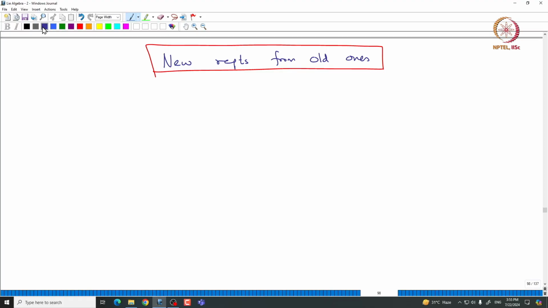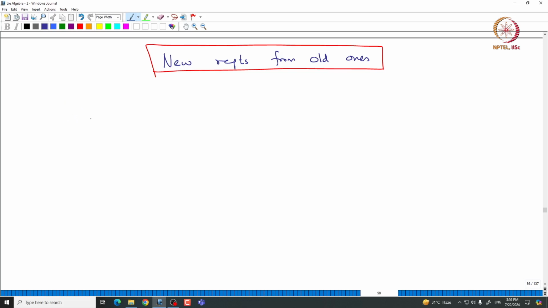Welcome back everyone. In this lecture we will see how to construct some new representations from the old ones. So, we will start with some general constructions like the dual of a representation, tensor products and so on. Let us first recall what the dual is.